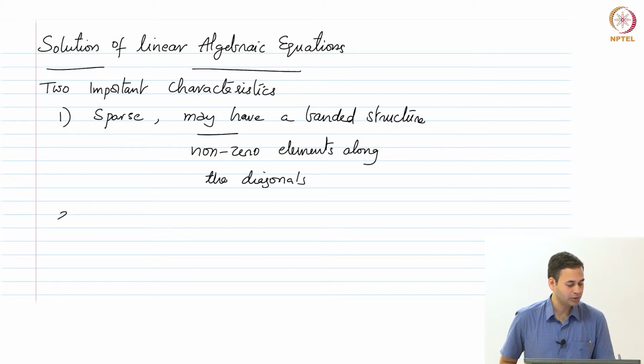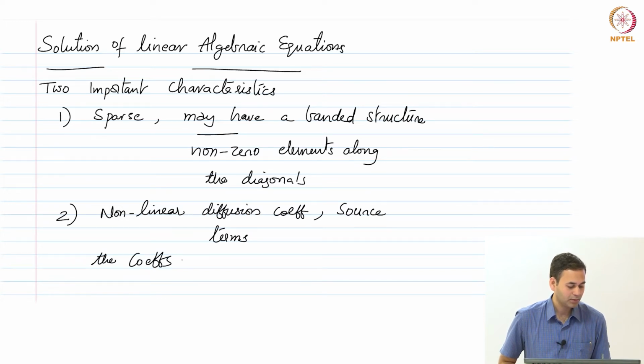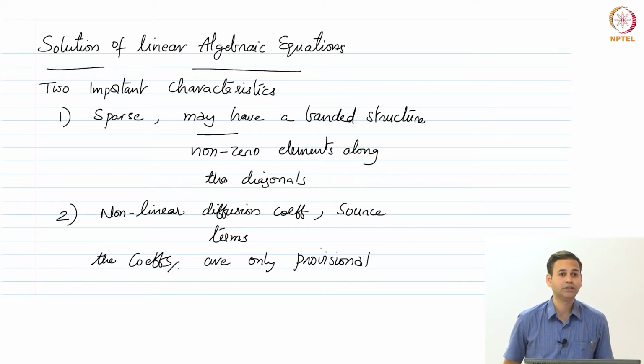And we also noted that if we have nonlinear problems, with a nonlinear diffusion coefficient or source terms, then the coefficients that we get are only provisional, right. So, these are the two main properties that we noted for the matrix A, okay.